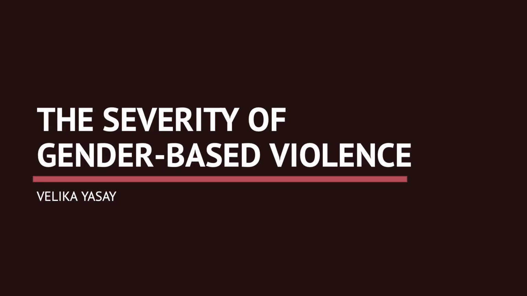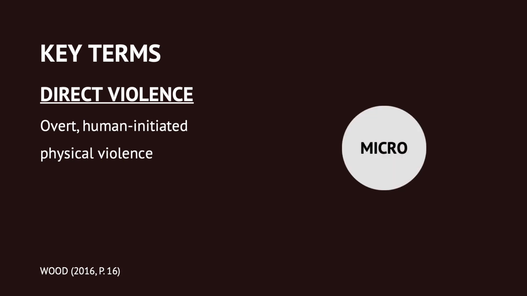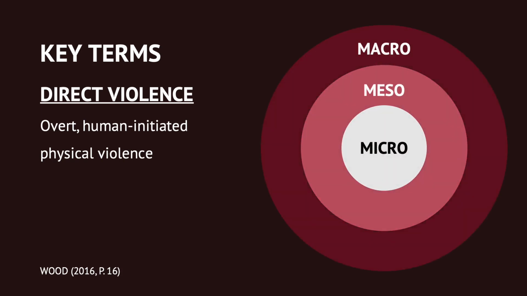The topic of this lesson is understanding the severity of gender-based violence. I will start off the lesson with a few key terminologies that will help with the understanding of gender-based violence. So gender-based violence is a form of direct violence, which is overt human-initiated physical violence that can occur at the micro, meso, and macro levels of analysis.